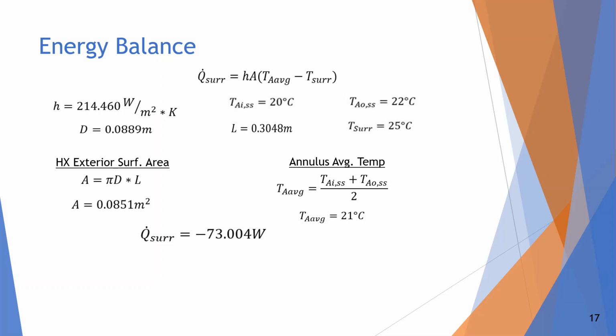With our convective heat transfer coefficient known, we can now solve for A, the surface area of the heat exchanger, and the difference in temperature, which is the average annulus temperature minus the surrounding temperature. With these values, we get a heat added from the surroundings of negative 73.004 watts.